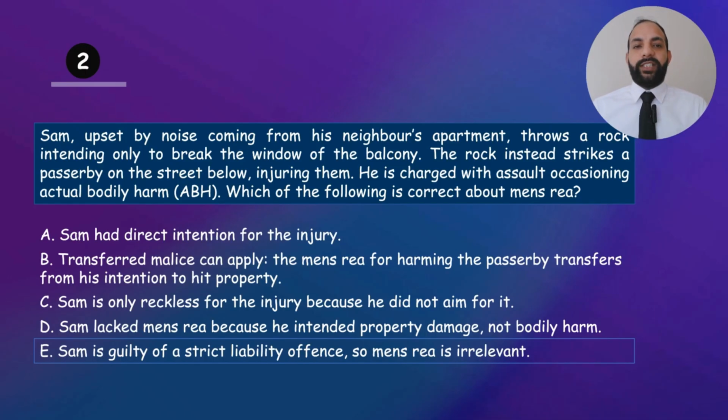If you want, you can pause the video again, read it again and find out what the best answer is. So the right answer is B. Transferred malice can apply. The mens rea for harming the passerby transfers from his intention to damage property. So it's transferred from property to person.